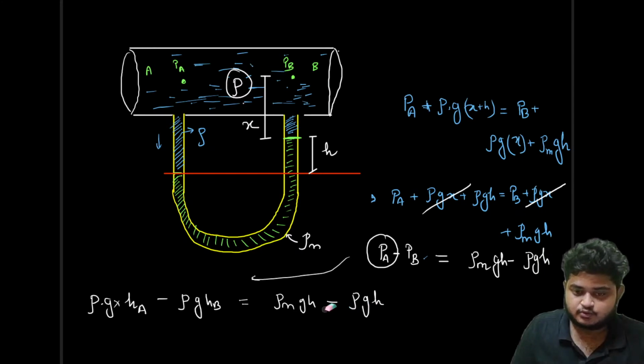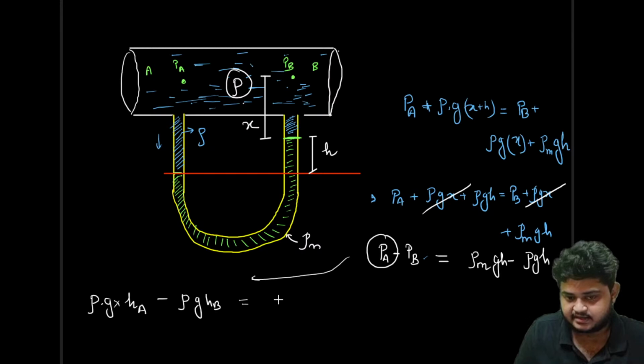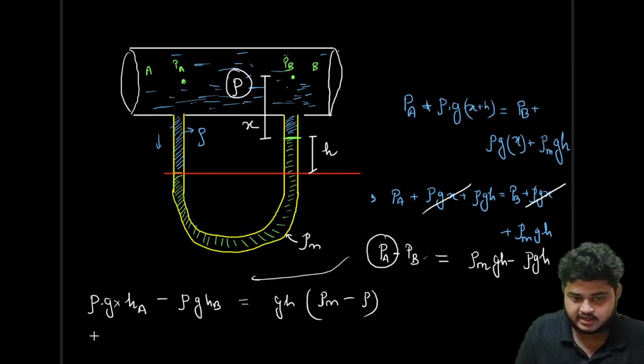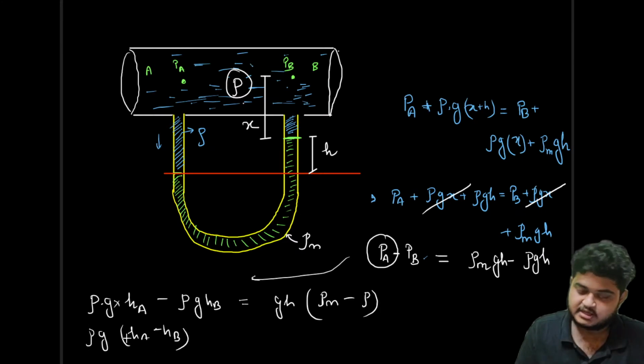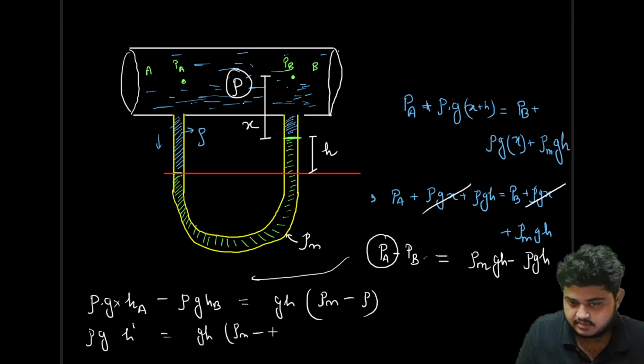Here I can also do one thing, I can take gh as common and put the manometric density and our fluid density in the bracket. So gh is taken common and it is rho m minus rho. Now in this case we can take common rho g and HA minus HB is there. So let us name this as del H or H dash, the difference between the two points' head. So H dash is equal to gh into rho m minus rho. The g's will be cancelled out.